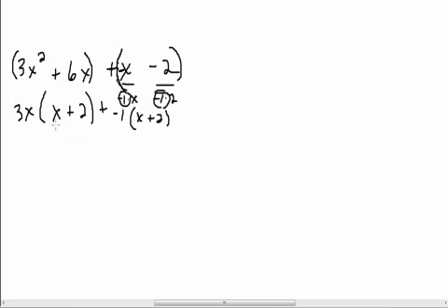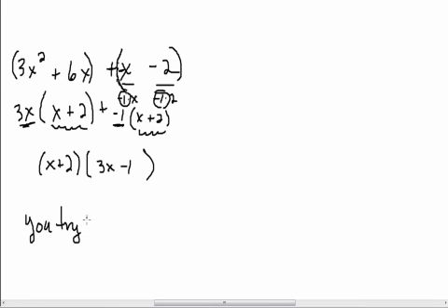Okay? So what do we have in common between these two terms? But x plus 2, and then what's left to go in my other parenthesis? But 3x plus negative 1, or 3x minus 1. Okay, so why don't you try to factor 9x squared minus 6x plus 3x minus 2, and we'll take a look at that one in class.